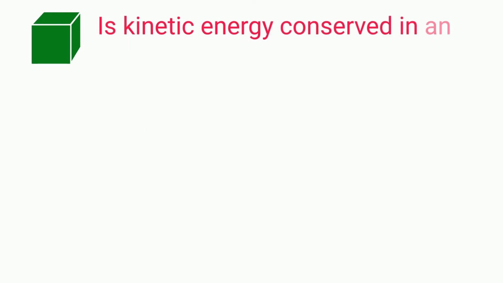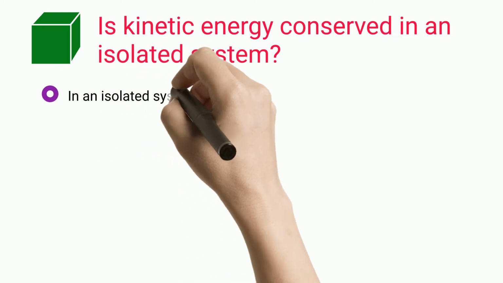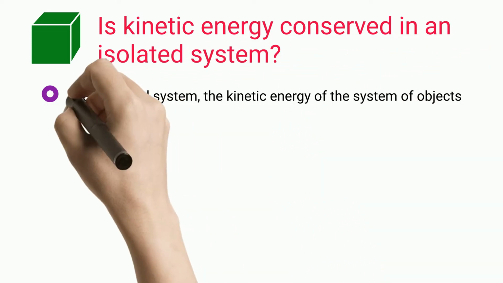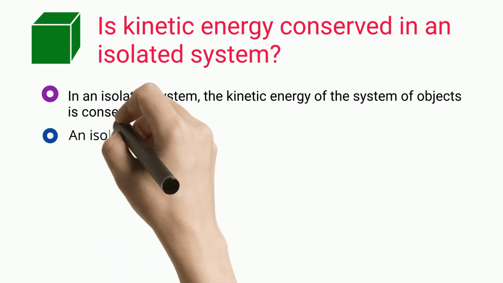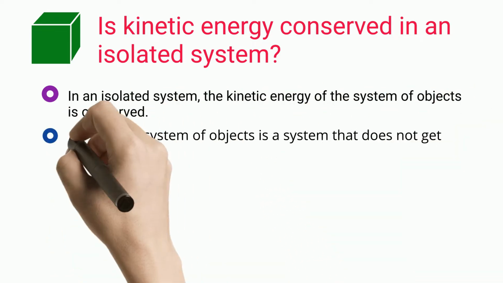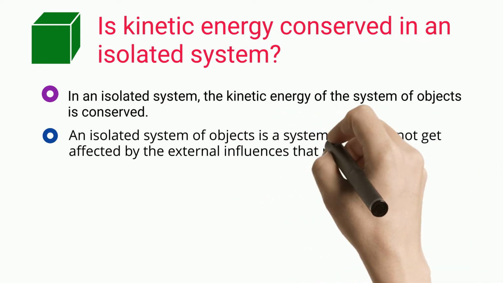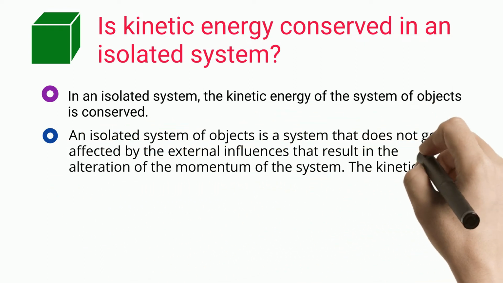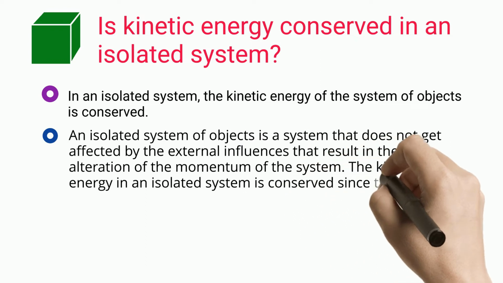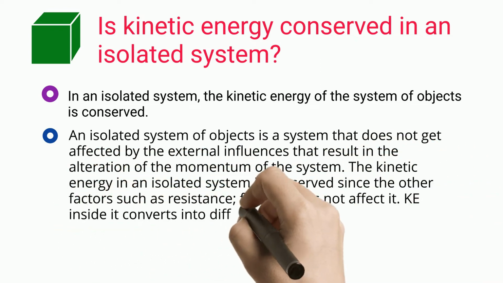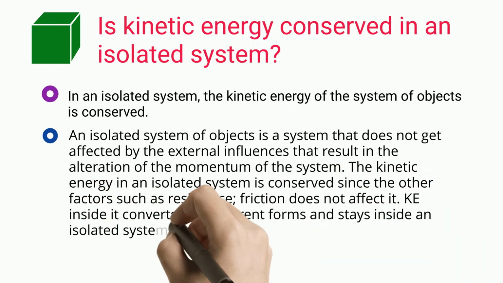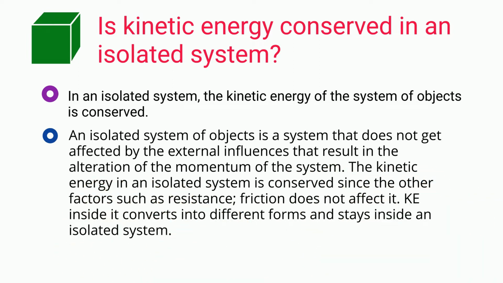Is kinetic energy conserved in an isolated system? In an isolated system, the kinetic energy of the system of objects is conserved. An isolated system of objects is a system that does not get affected by the external influences that result in the alteration of the momentum of the system. The kinetic energy in an isolated system is conserved since other factors such as resistance and friction do not affect it. KE inside it converts into different forms and stays inside an isolated system.